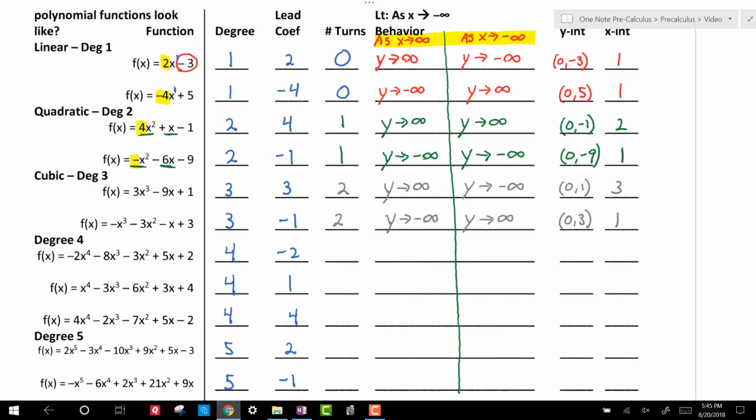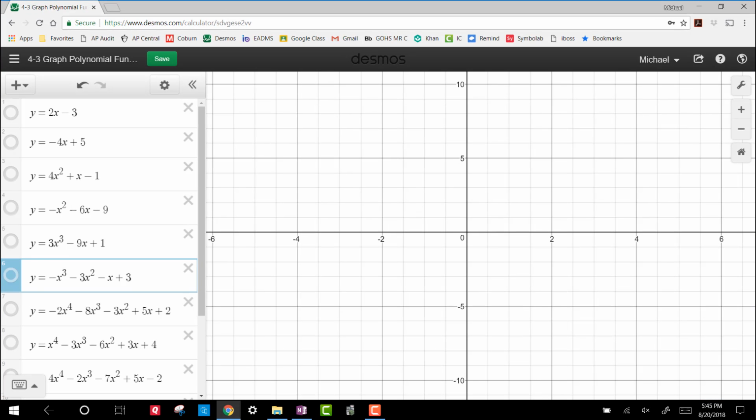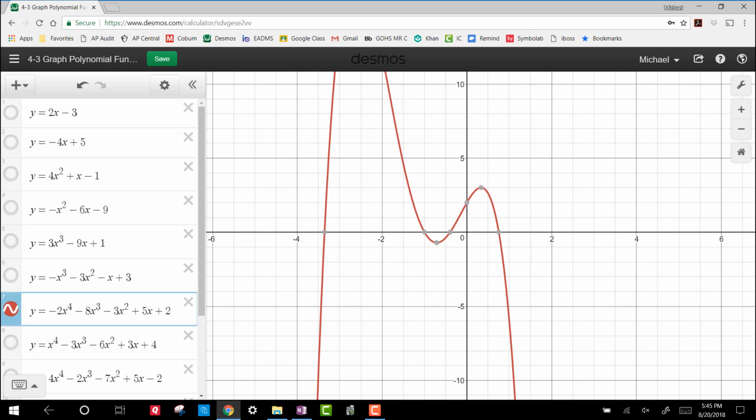One more, and then I'll fill them in here. 4th degree, last one that I'm going to show here. So look at this 4th degree. I've got 1, 2, 3, 4 x-intercepts. All right, another guy over here.